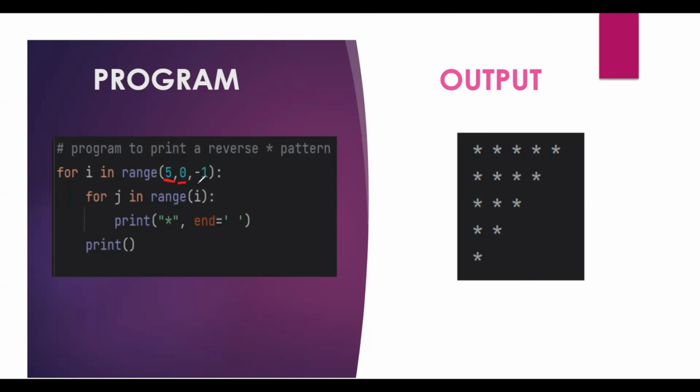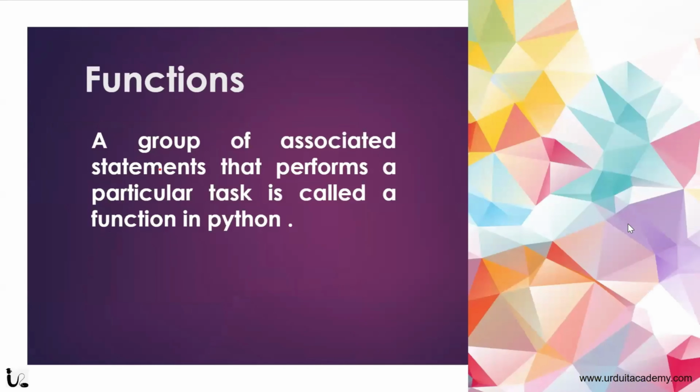To tell the computer that it is going in reverse, we have to specify the decrementing value, -1. So for j in range i, initially i will be 5. That's why 5 stars are printed. Next time i will be automatically decremented to 4, because 5 minus 1 is 4. So for j in range i will be 4, and 4 stars will be printed. Like that we can create a reverse star pattern. I hope it's clear. So let's get started with today's topic, functions.